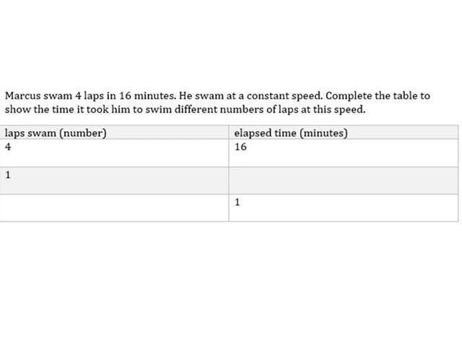Marcus swam 4 laps in 16 minutes. So this already is making me think about ratio, it's making me think about rates, because we're talking about laps and minutes. He swam at a constant speed. That just means that he swam the entire race the same exact speed. Complete the table to show the time it took him to swim different numbers of laps at this speed.